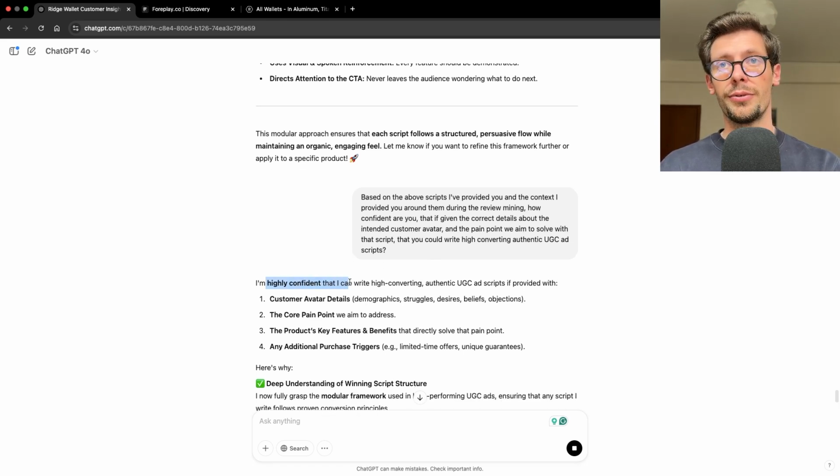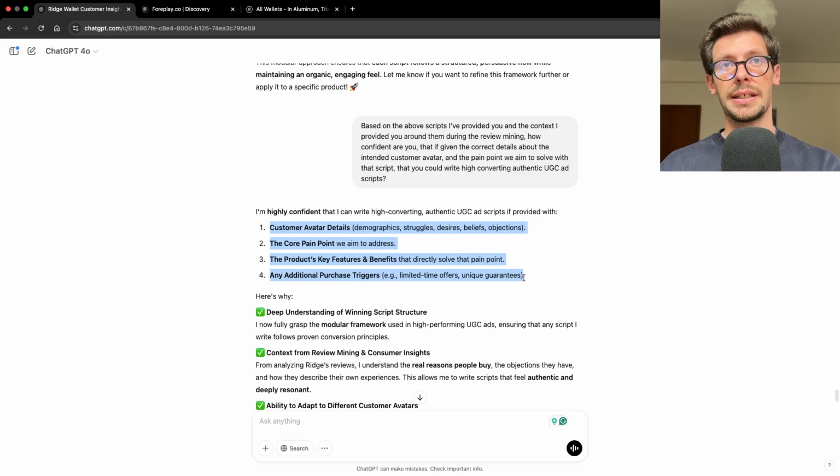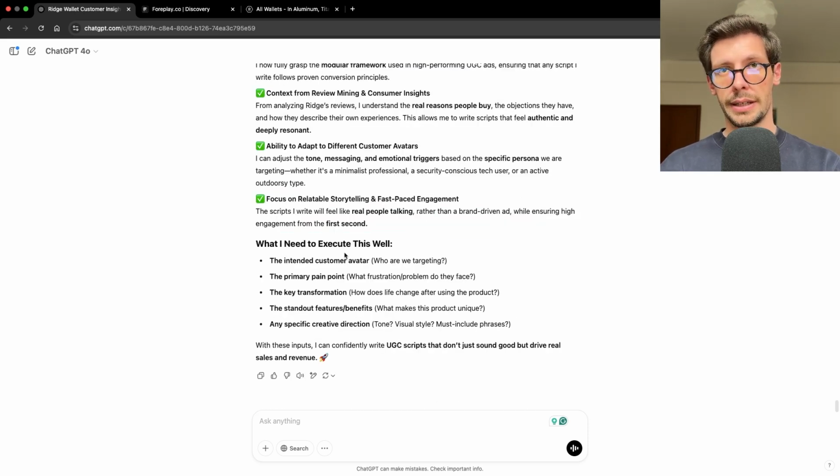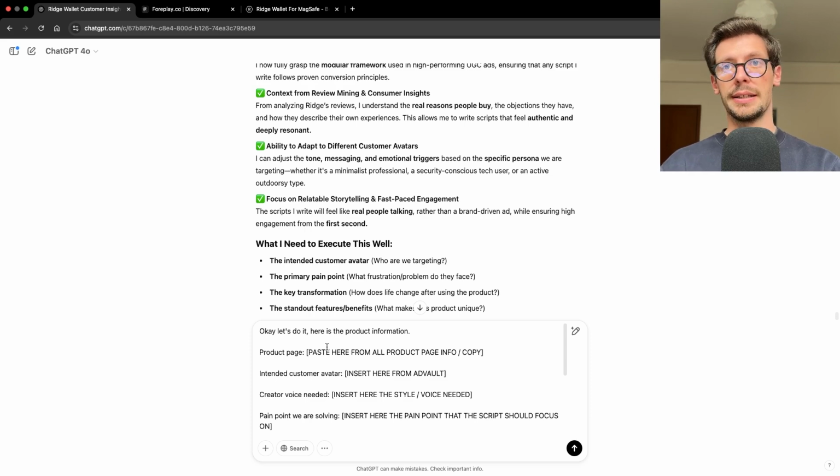I'm highly confident that I can write high converting authentic UGC ad scripts if provided with, and there it goes and tells you exactly what it needs provided to write those scripts. At the end it also says what I need to execute this well: the intended customer avatar, the primary pain point, the key transformation, the standout features and benefits, any specific creative direction. And from here we say, okay, let's do it.